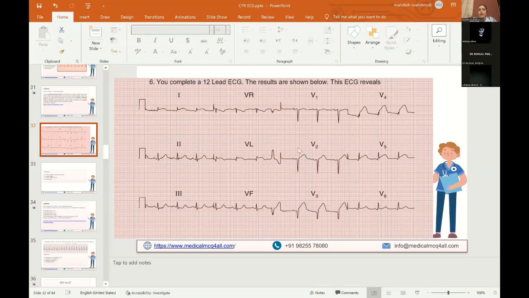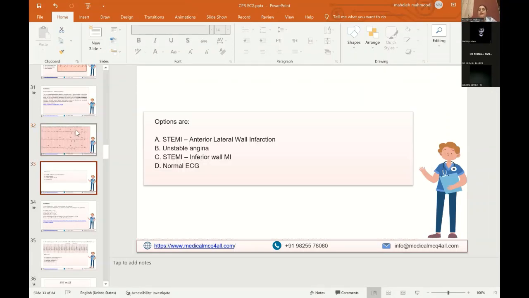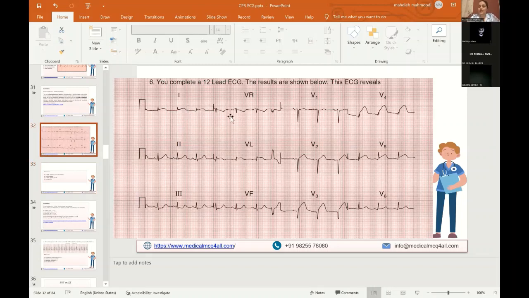Okay, thank you, everyone. I'm seeing mostly A's, and that is the correct answer. Yes, this is. So how can we know that? Okay, so here are the adjacent leads. Lead V1, V2 is the septum. Lead V3, V4 are anterior, and lead V5, V6, 1 and AVL are lateral wall, and 2 and 3 and AVF are inferior wall.